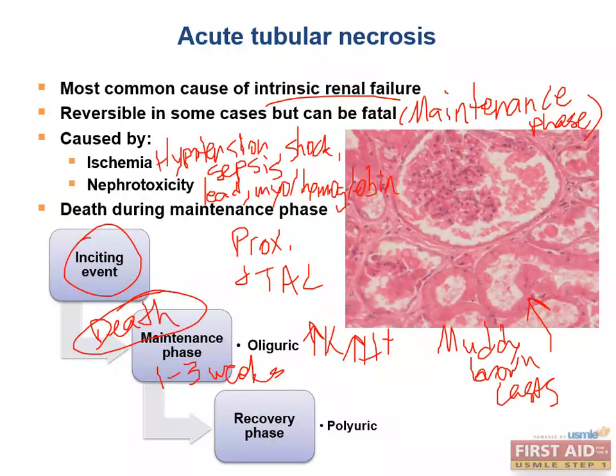During the recovery phase, the patient excretes the fluids and substances that have been building up, so this phase is polyuric. BUN and serum creatinine levels fall back to normal. There's a risk of hypokalemia due to overexcretion of potassium. Usually, if patients can get through the maintenance phase, they recover very well during and after the recovery phase.